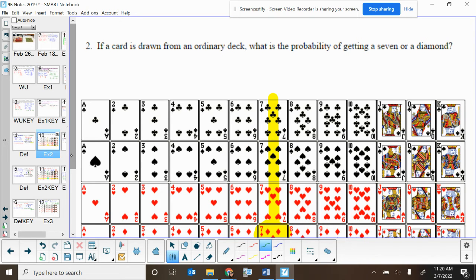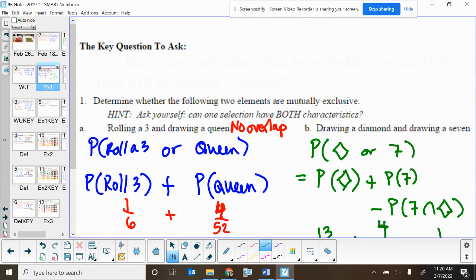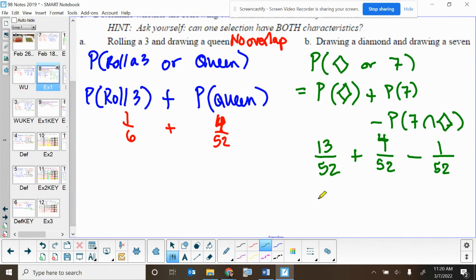So again, the diamonds, there's 13 of those. There's 4 of those, but I just counted this one twice, so I had to take one away. And so that would give me 17. Since these have common denominators, I can just put them together. 17 minus 1, 16 out of 52, which I can divide both of those by 4 and get 4 out of 13.